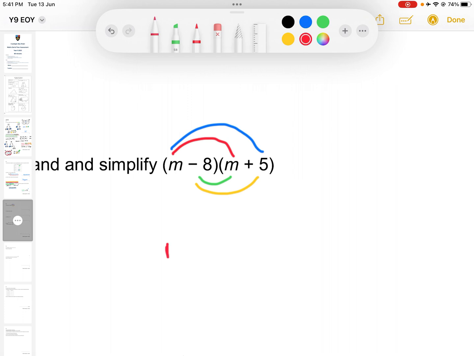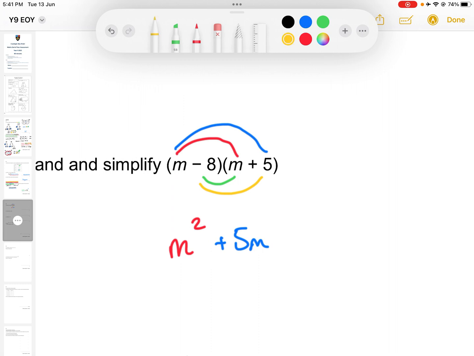It's going to be an m times m for m squared. The blue one is an m times 5 for 5m, positive 5m. We then have a negative 8 times m for a negative 8m. It doesn't technically matter what order you're doing it, but the reason why I do this is for the next step. A negative 8 times 5 at the end for negative 40.